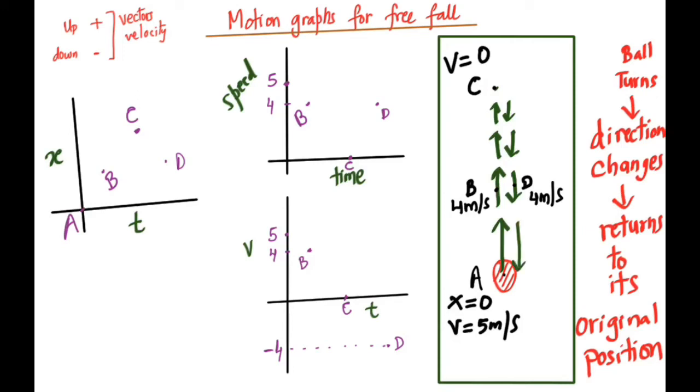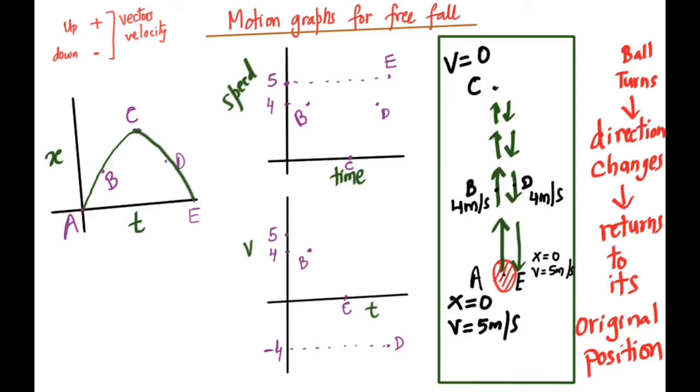Then the object returns back to the original position, so x is equal to 0, and the velocity or the speed which it will have will be the same as it was having when it was thrown upwards, which is 5 meters per second. So let's name that position as E, which will be same as A. So on the graph we can see that in the position time graph, E is on the time axis. Okay, and we can complete the graph. We can see that it's a curved graph.